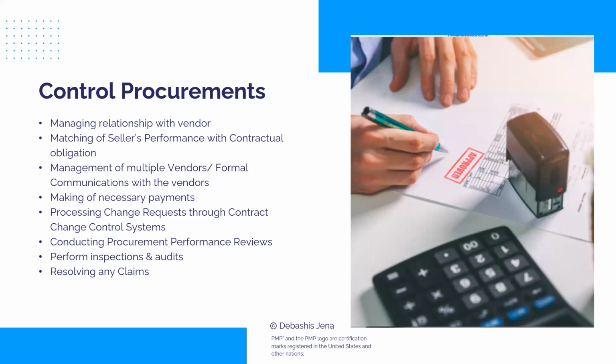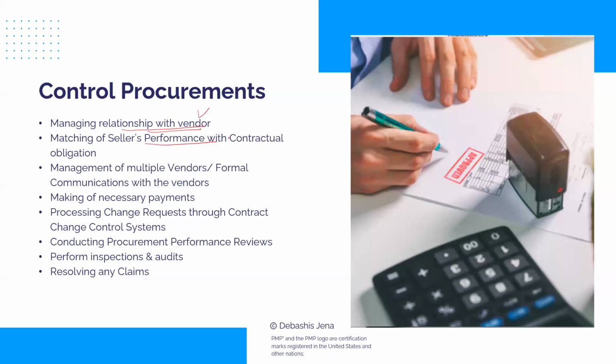So some activities you perform as part of control procurement. Let's run through this list. Managing relationship with the vendor. In fact, the project manager at both ends, buyer and seller, they should try their best to strike a good professional relationship. If that's there, then there will be fewer chances of dispute.